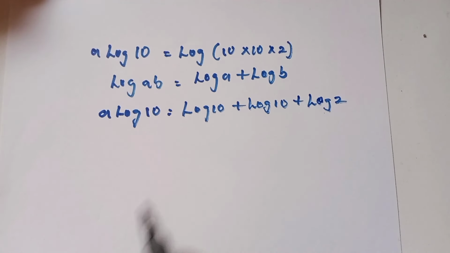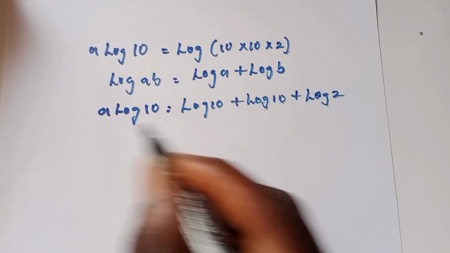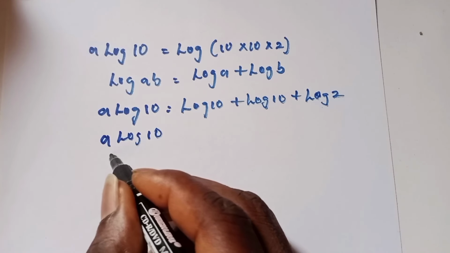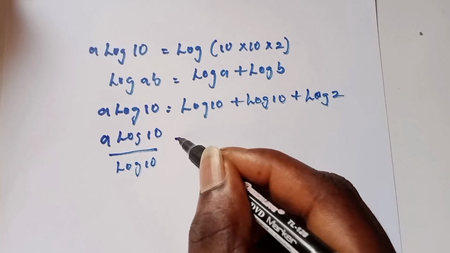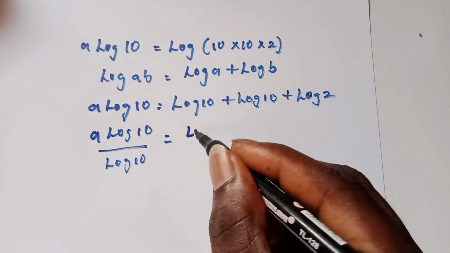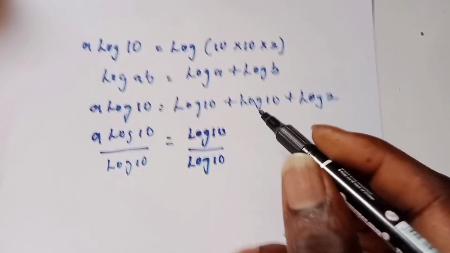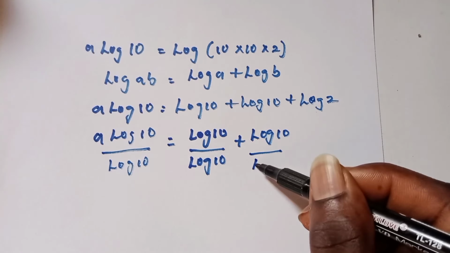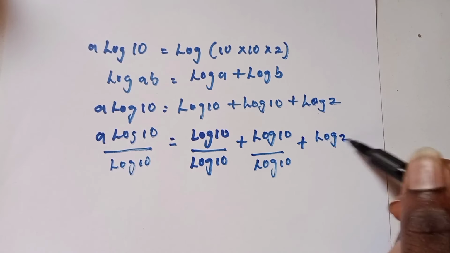Now, at this point, we are going to divide the left hand side and the right hand side by log 10. So this becomes a log 10 divided by log 10 is equal to log 10 divided by log 10 plus log 10 divided by log 10 plus log 2 divided by log 10.